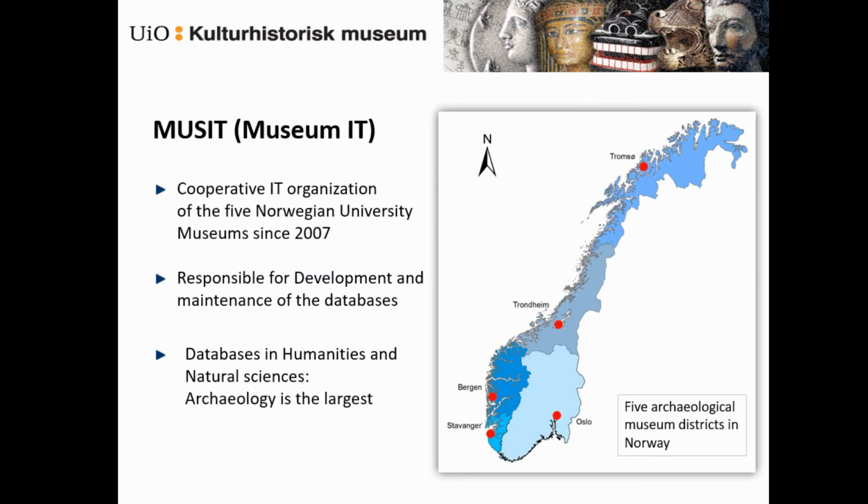MUSIT, Museum IT, is a cooperative IT organization of the 5 Norwegian university museums, and it has been in existence since 2007. It's the continuation of 2 projects that we had, and one realizes, of course, that this is a continuous work, so it has to be a permanent organization, and that is MUSIT, which is responsible for the development and maintenance of the databases. There are databases in the humanities and in the natural sciences, and of them, in the humanities, archaeology is the largest one. And on the map you see Norway with the 5 archaeological museum districts that we have.